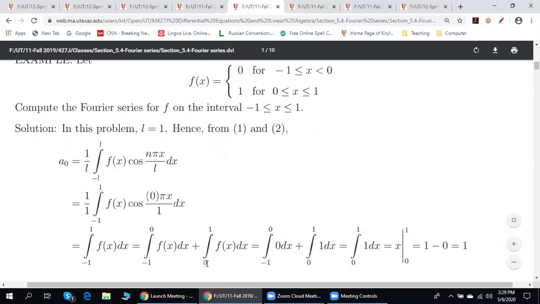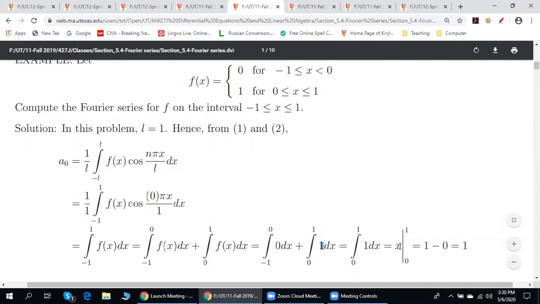Here is why. Observe that over this integral, which is over here, f of x is equal to 0. It's exactly what we put here. And over this integral, which is over here, f of x is equal to 1. And we put here 1. Lastly, the integral of 0 is 0, disappears.